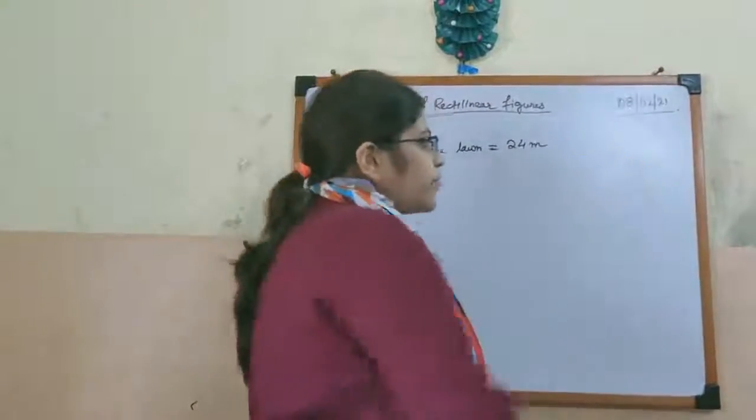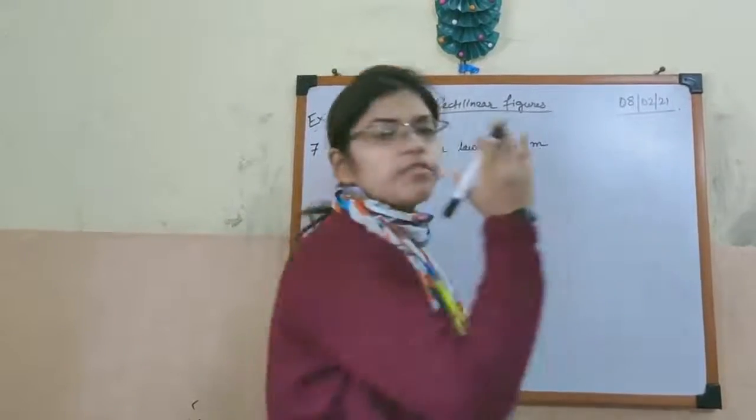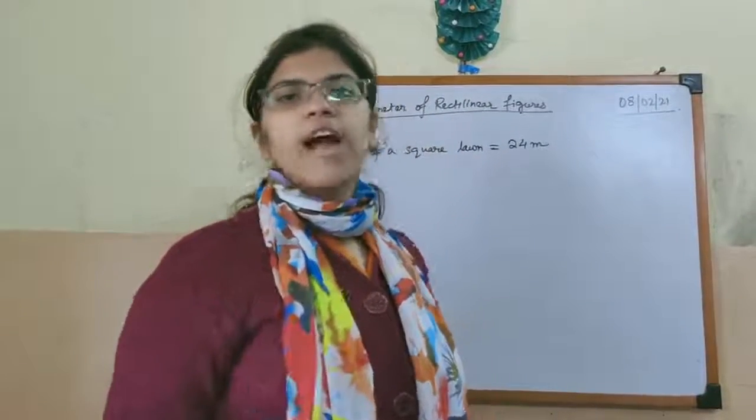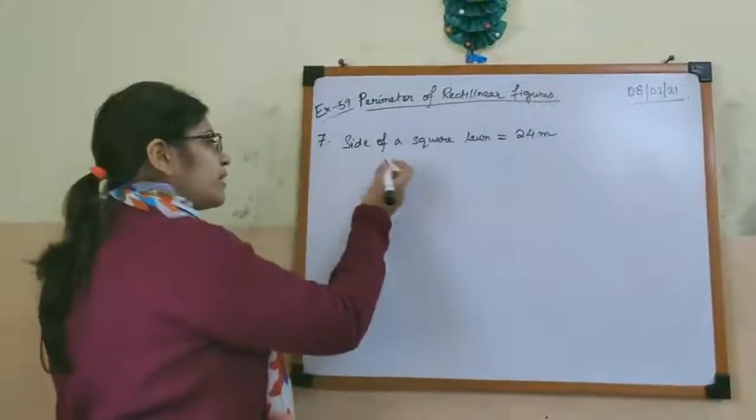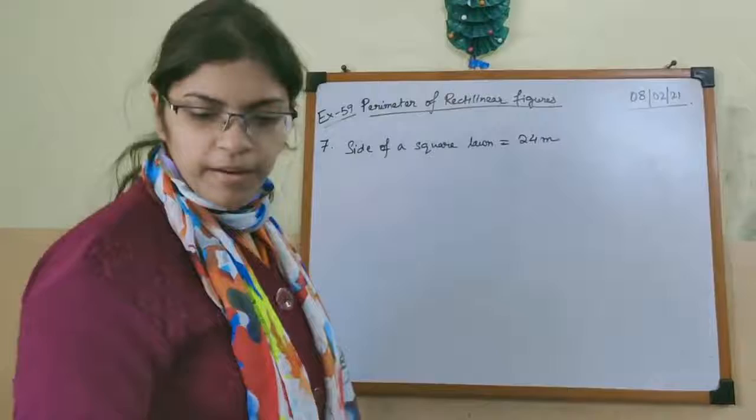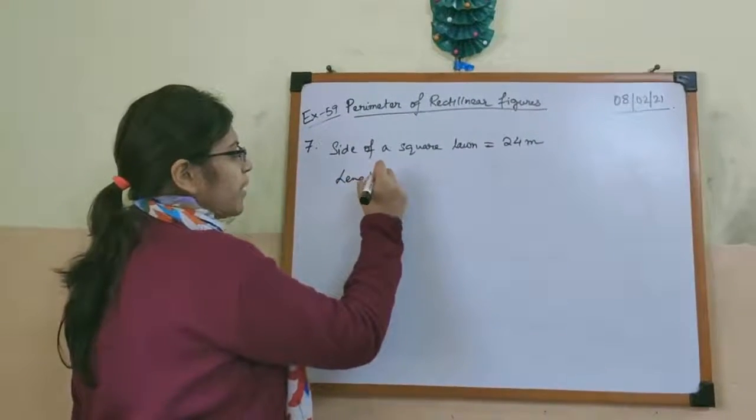That means we are concerned about the outside part of the boundary, so we have to find the perimeter. Basically, fencing means perimeter. So length of the fence means length of the perimeter.